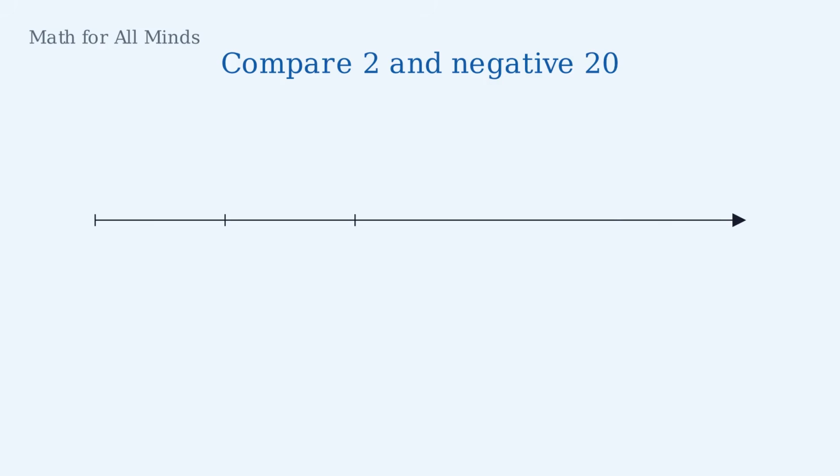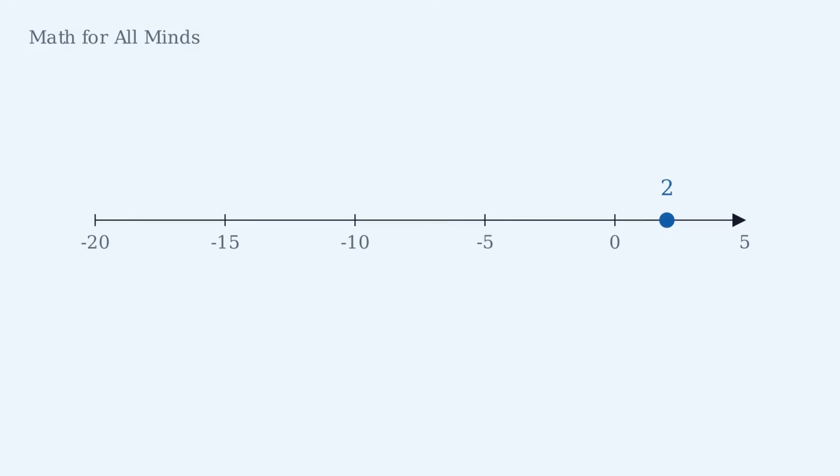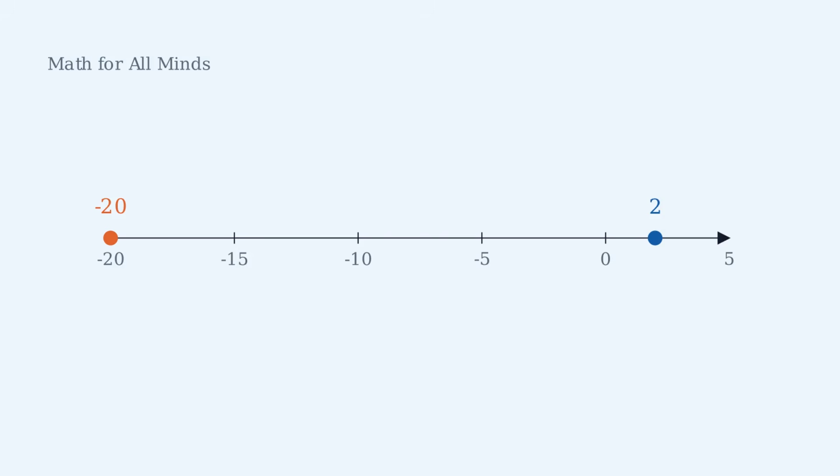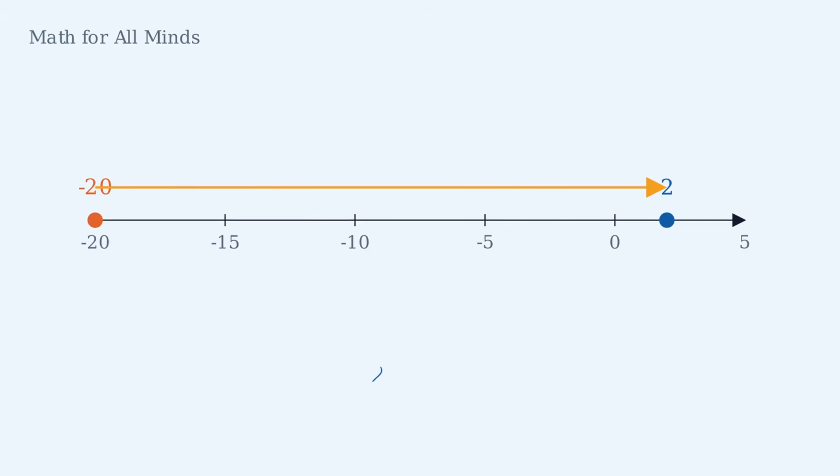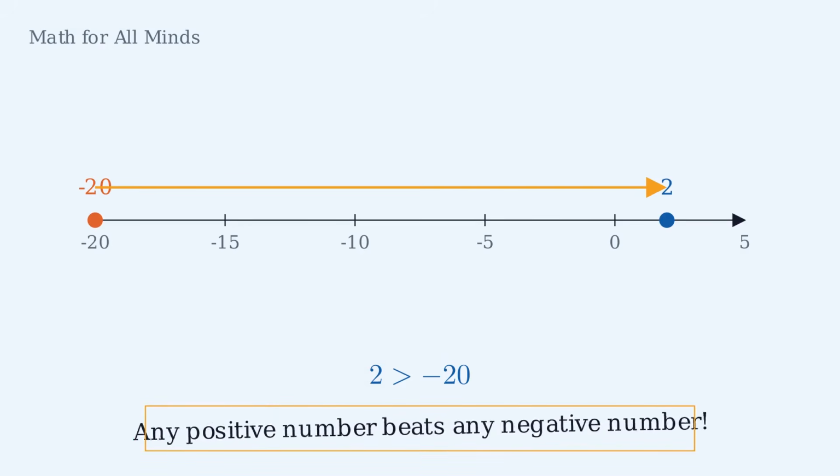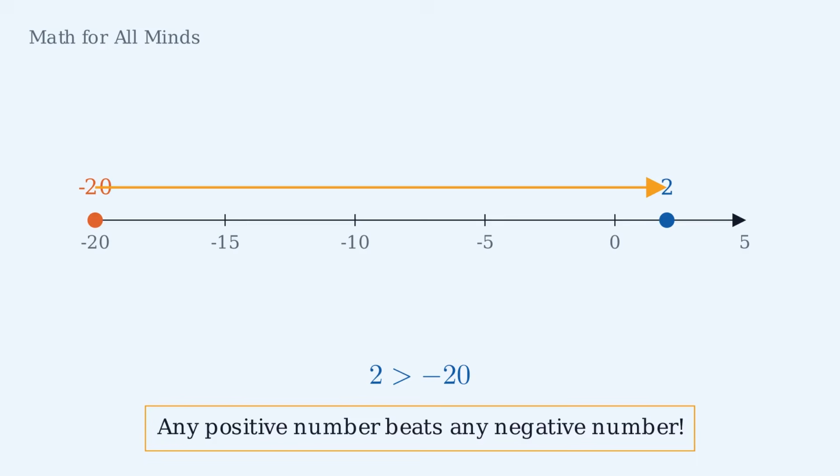Let's try one more. Compare 2 and -20. 2 sits just to the right of 0. -20 is way off to the left. So 2 is greater than -20. Any positive number beats any negative number, no matter the size.